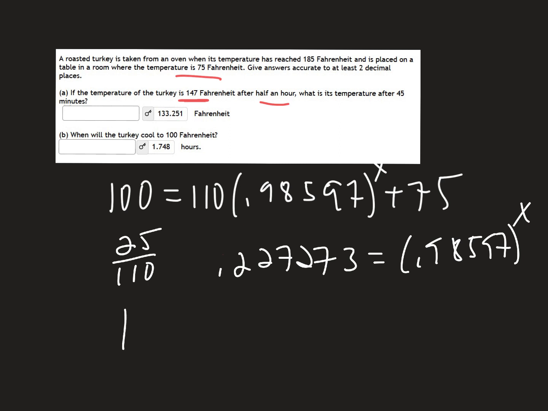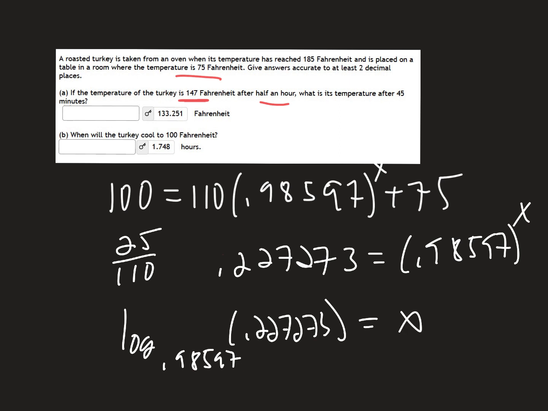If you were in my physical classroom, I would have been doing this right along. But so the base is log base 0.98597 of 0.227273 equals x. And I'm hoping you've done enough of this now. This is just a change of base formula, right? We'll do the log of this divided by the log of that.